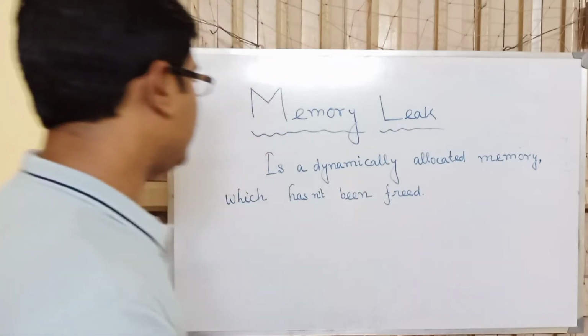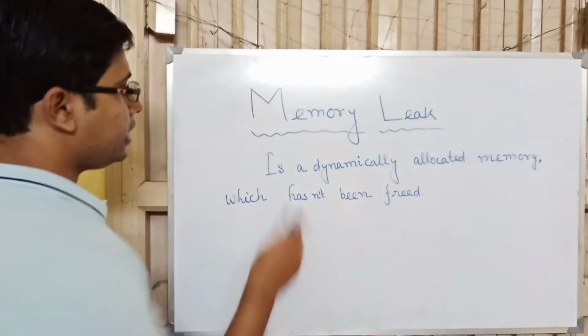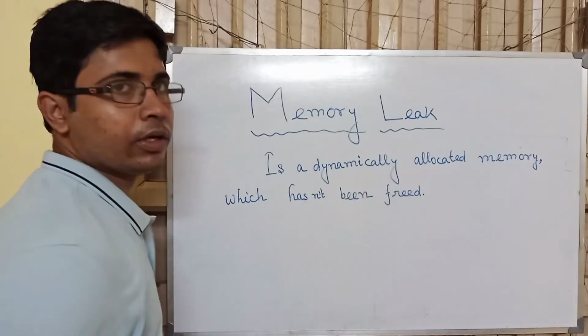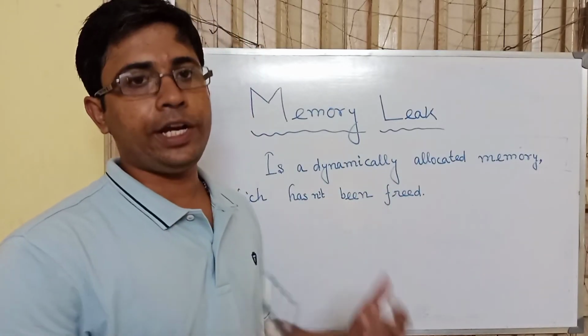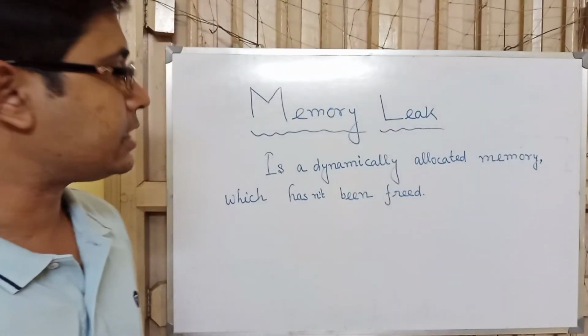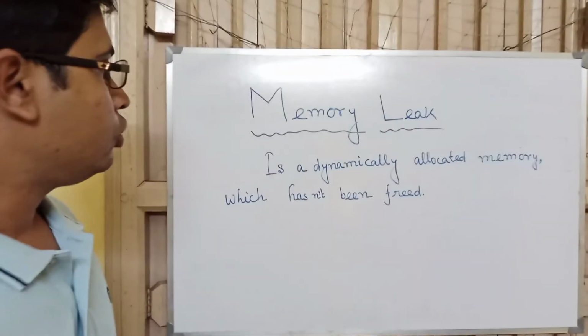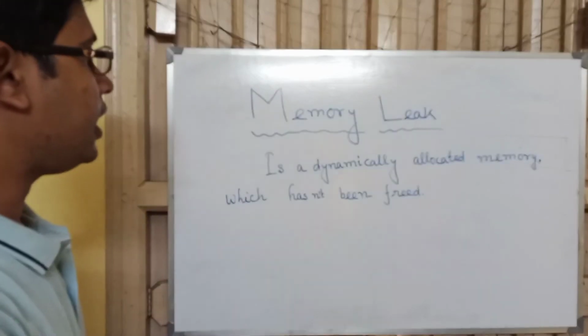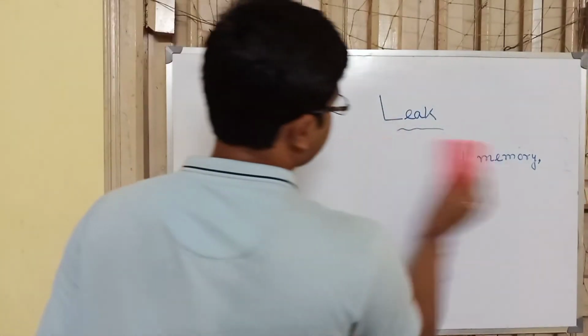So what is written here is the dynamically allocated memory which hasn't been freed yet. With an example it will be more clear. So I am erasing it. Please take a note of it, and I am discussing an example.